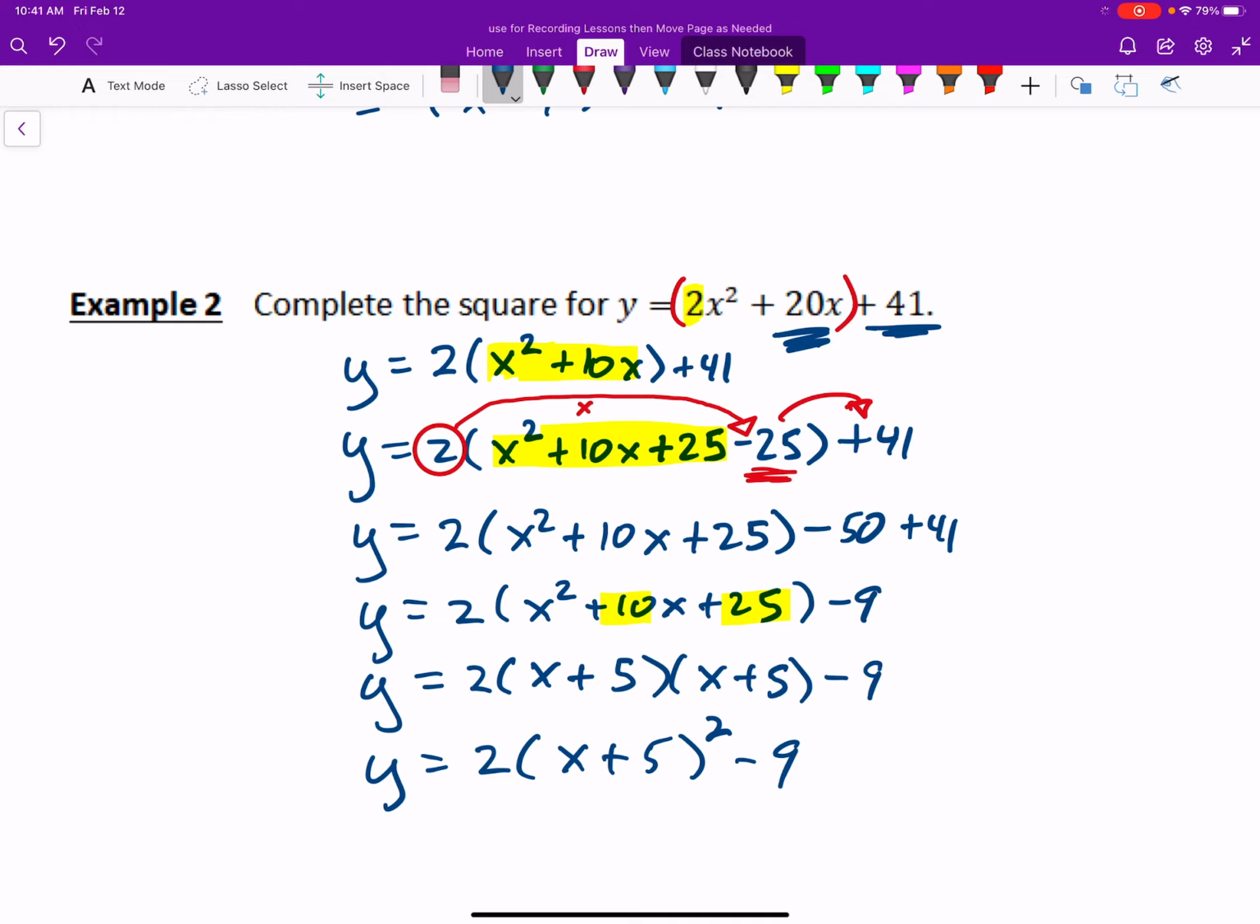So this example was meant to show us what we're dealing with if there's a number in front of the x squared.